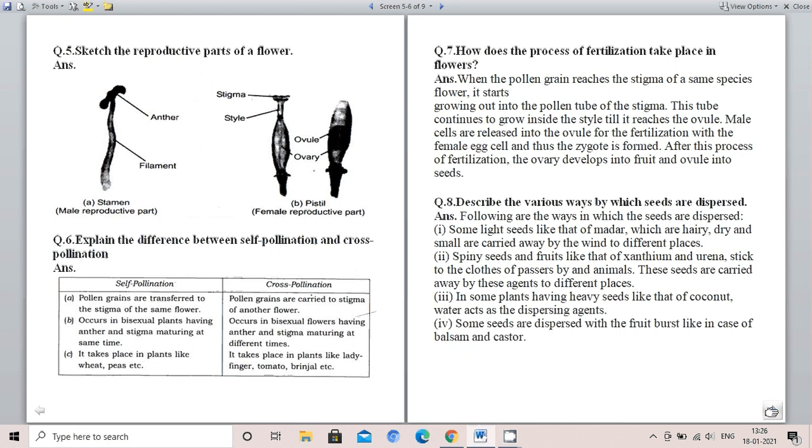Self occurs in bisexual plants having anther and stigma maturing at the same time. ये bisexual flowers में होता है जहाँ पे anther और stigma same time पे mature होते हैं. क्रॉस में ऐसा कोई such जरूरी नहीं होता. Okay, it can be at different times. Self pollination occurs in wheat, peas etc. Cross pollination occurs in lady finger, tomato and brinjal.